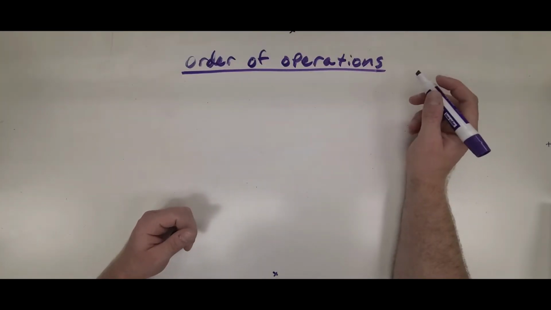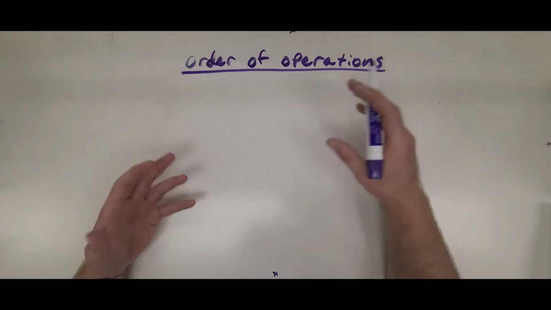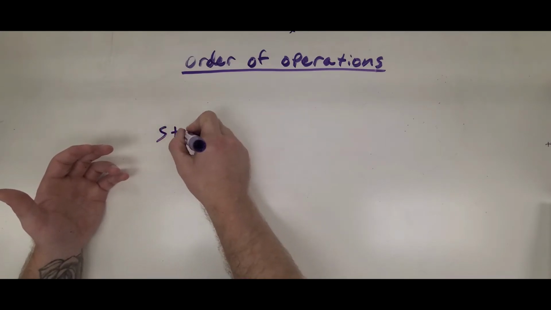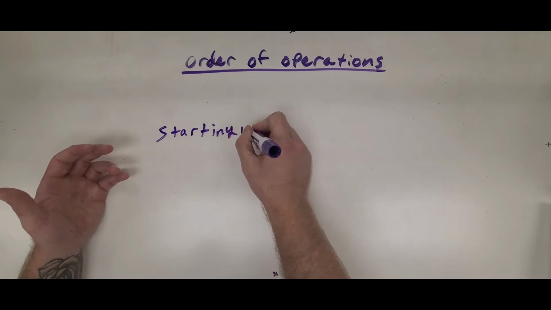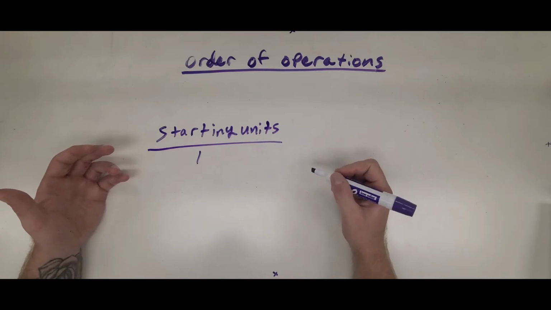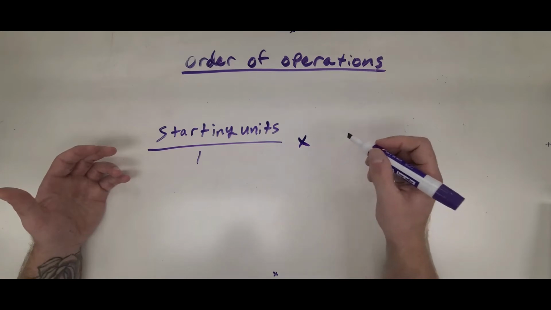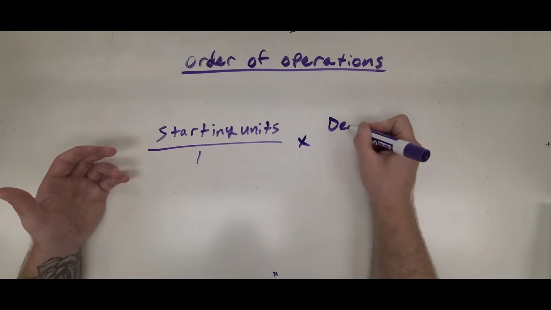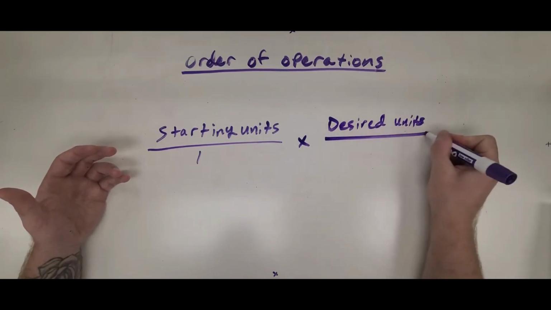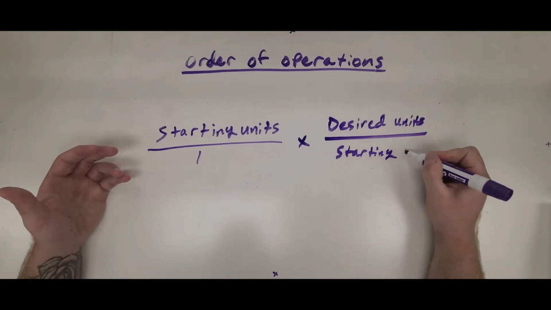To convert between units of different types, of different measurements, say you want to convert between feet and meters, you follow a certain order of operations. And that order of operations is you first write out your starting units. This is your initial measurement that you took. I like to make it a fraction for this purposes. It's your units over 1, whatever that number is. You multiply it by a unit conversion factor that has your desired units on top and your starting units on the bottom.